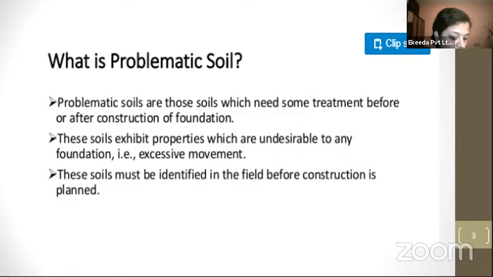So when you start a project or design a building, we should first visit the site and identify which type of soil is beneath the foundation, and we should study the properties of the soil. And if it is not able to withstand, or if it does not have sufficient bearing capacity, we should modify the property of the soil. So that is called ground improvement technique.